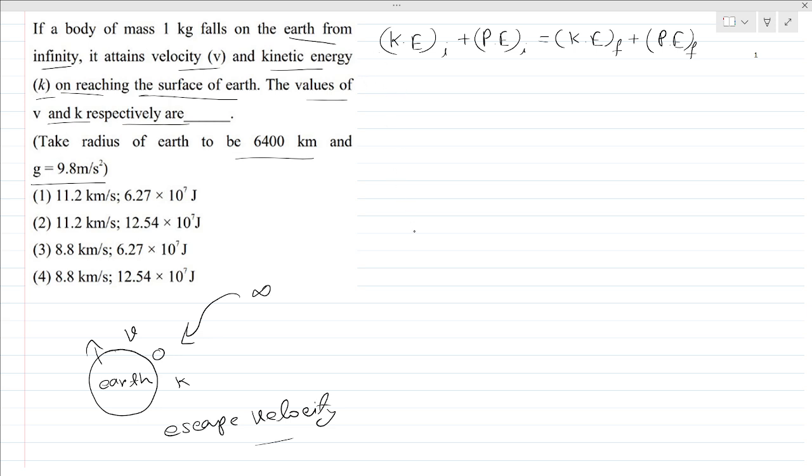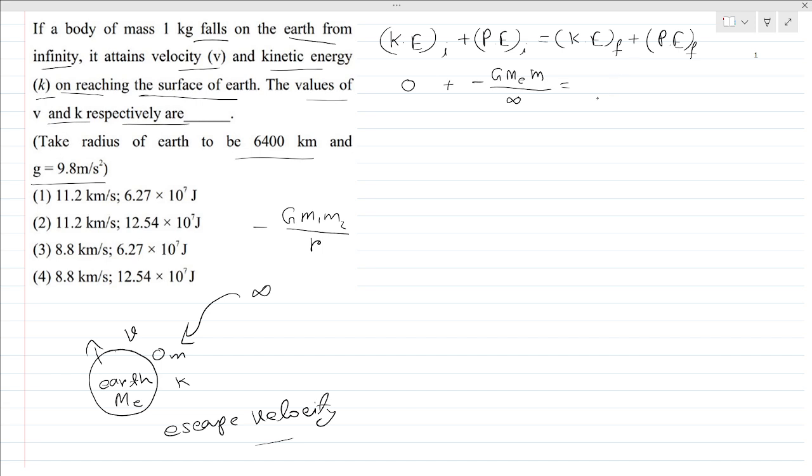As we can see, the object is coming from infinity and it is given 1 kg falls. It does not mention any initial velocity, so we can easily write the kinetic energy as 0. Now the potential energy for gravitation is minus G m1 m2 by r, where r is the distance. Here the object is falling from infinity, so we write minus G into Me, where Me is the mass of the earth, and the particle mass small m, divided by r. Since the object is coming from infinity, we simply put infinity here.